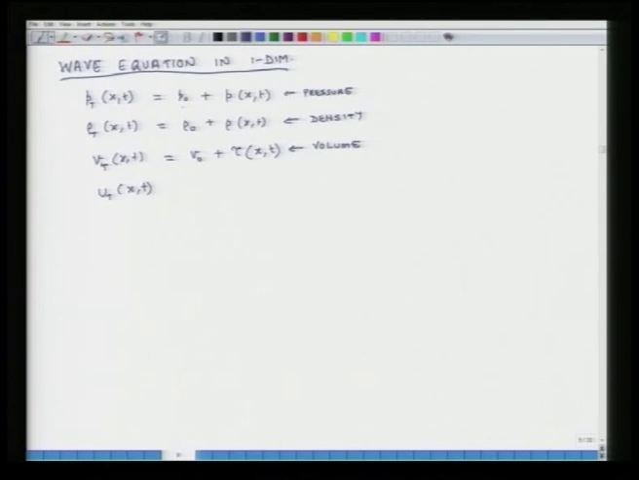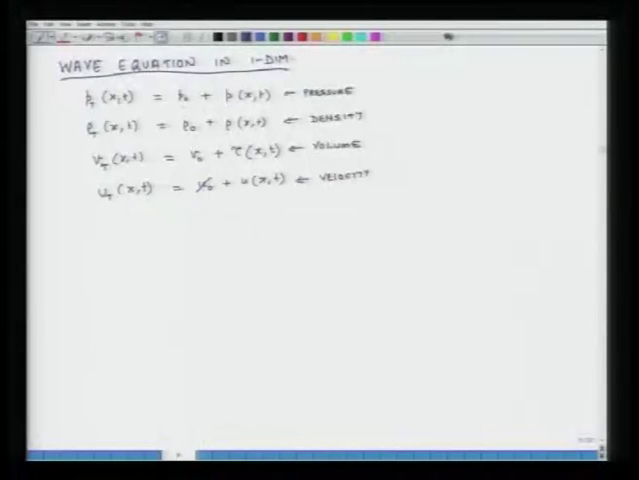And finally, I have a relation for velocity, velocity being u. So, my final velocity is u_t, which is equal to an initial velocity u naught plus some change term, which is represented by u, which is again a function of position and time. Now, usually u naught is essentially 0, because we assume that in the initial state of affairs there is no motion in air. So, u naught is 0, so I can drop this term.